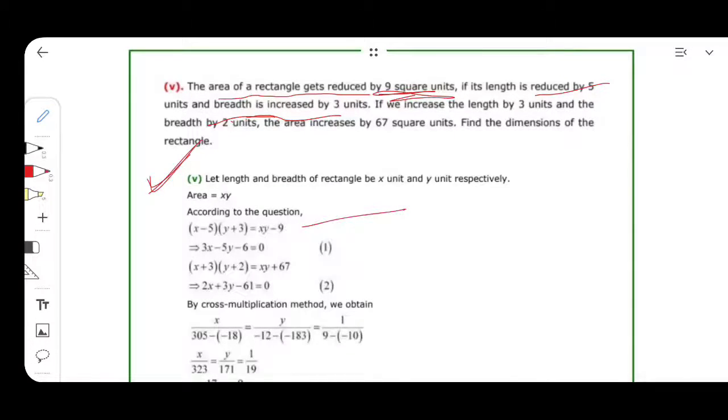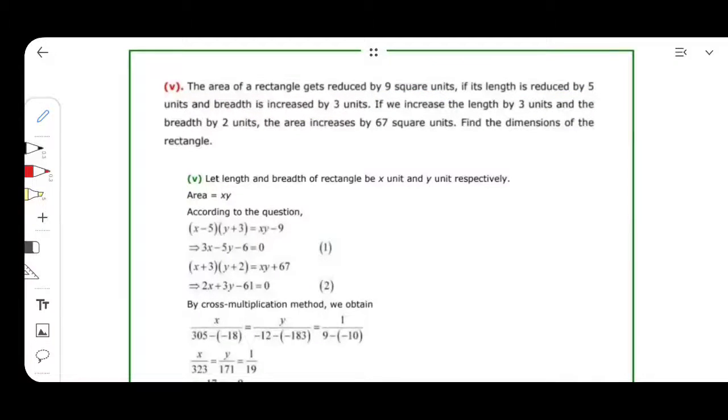Now simplifying this, we get equation number first: 3x minus 5y minus 6 equals 0. Now let's see the second condition which we have been given in this numerical.